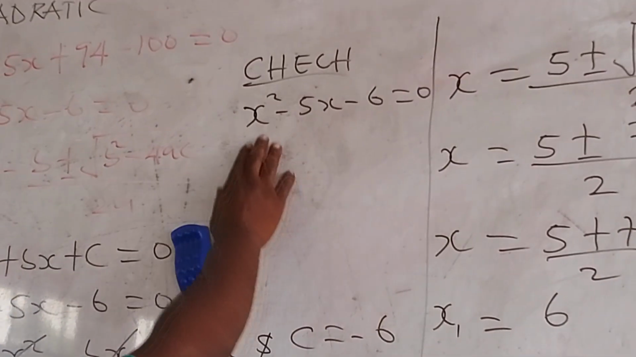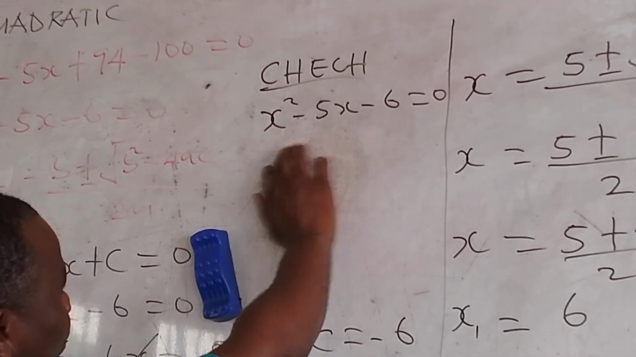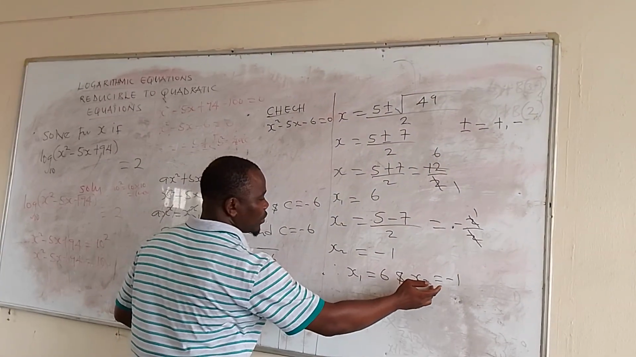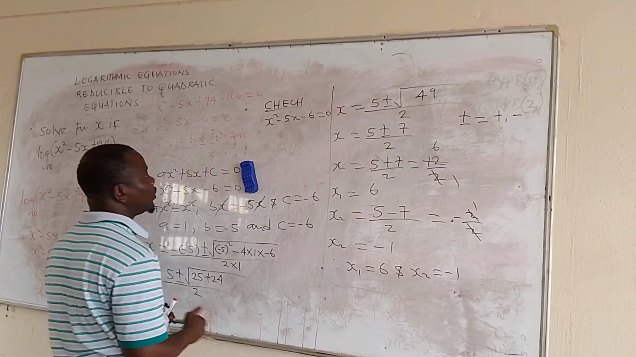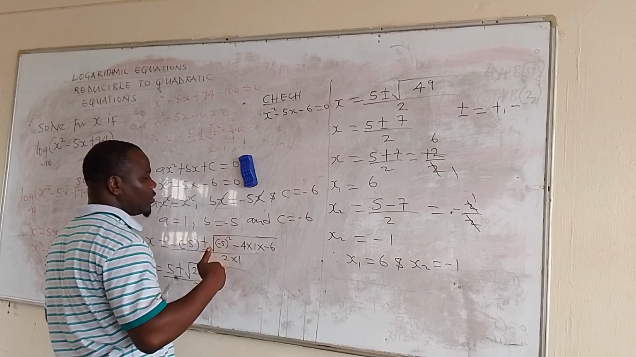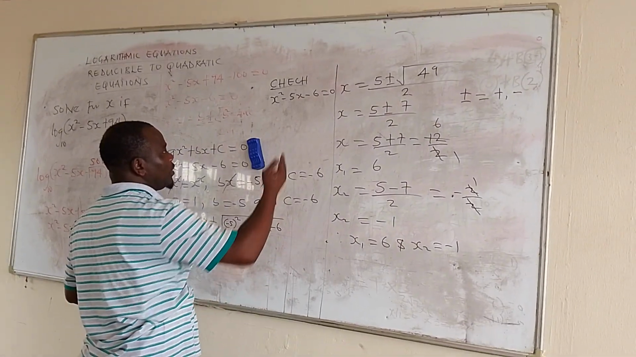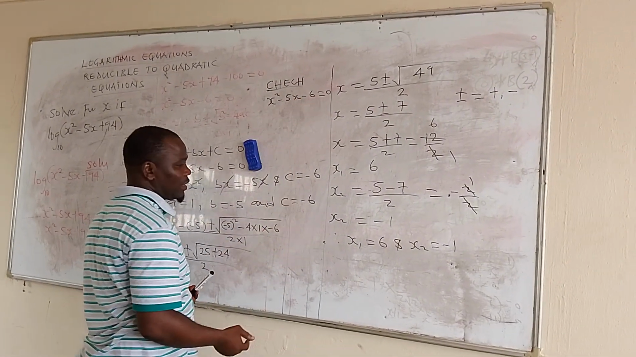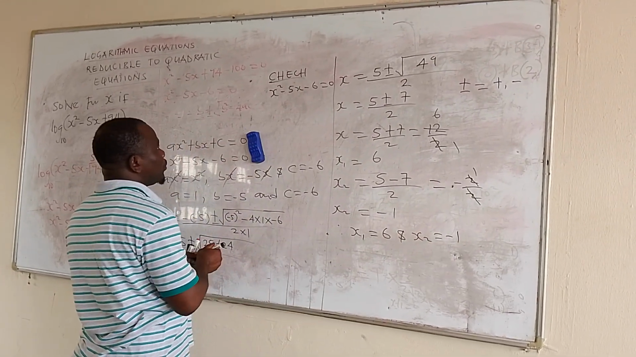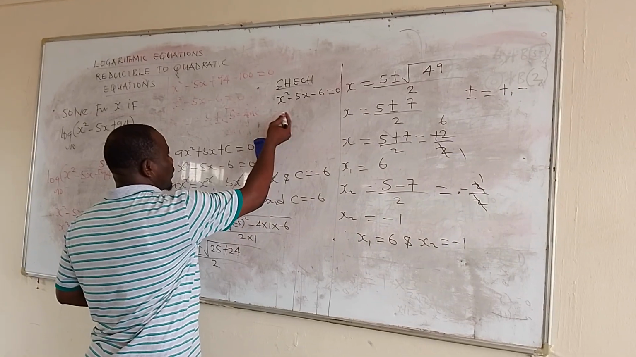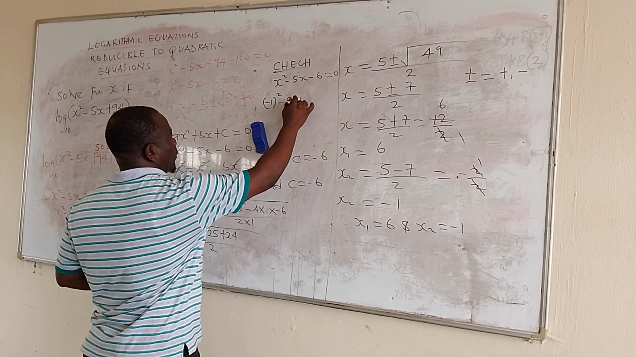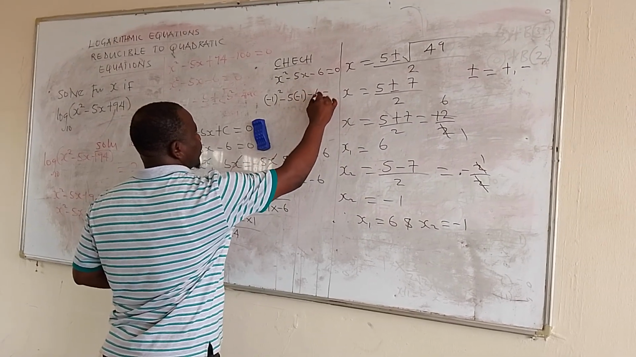x equals to 6 into this equation. Anywhere you see x in the equation, or you can use this one, whichever one you want to use. At the end of the day, 0 equals 0. The left hand side must equal the right hand side. Okay, let's go by minus 1. Is that clear? So if x is minus 1, let us substitute minus 1 all squared, minus 5 times minus 1, minus 6 equals 0.